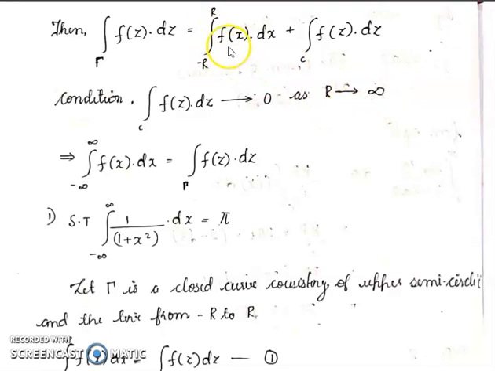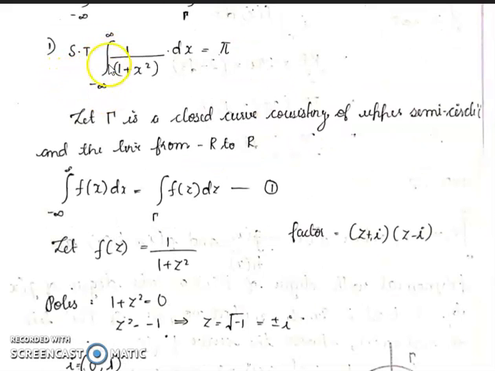So we get the integral from minus infinity to infinity of f of x dx, as r becomes infinity. This is equal to the integral from minus r to r of f of x dx, and when the semicircle part is 0, this becomes minus infinity to infinity because r tends to infinity. Then there is no change in the integral over gamma of f of z dz. So now we'll continue with the problems.